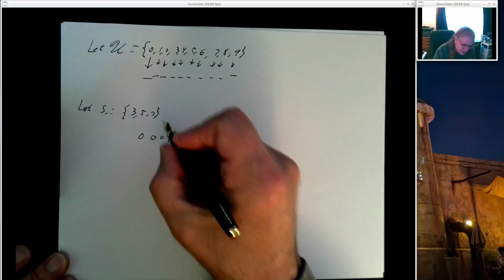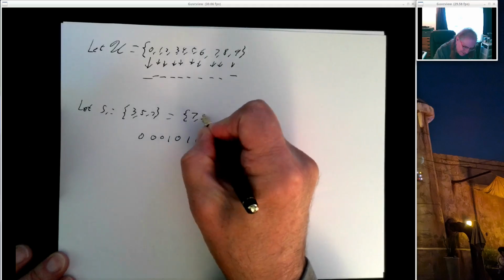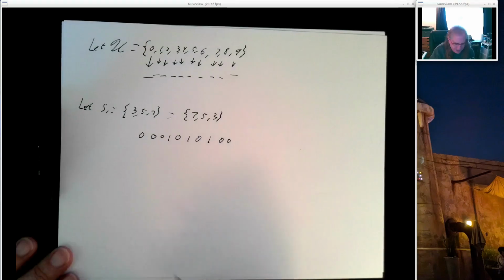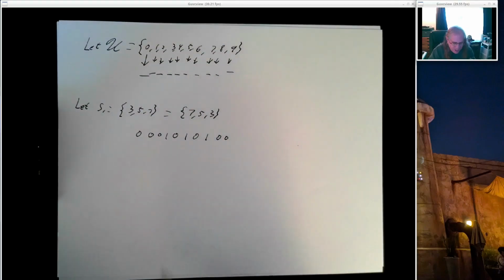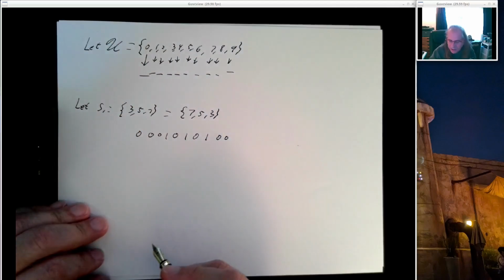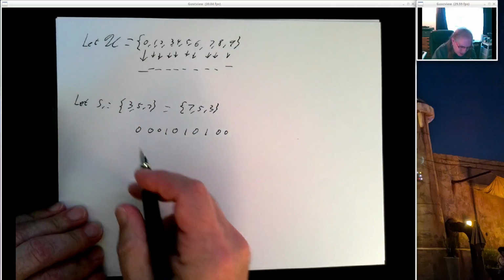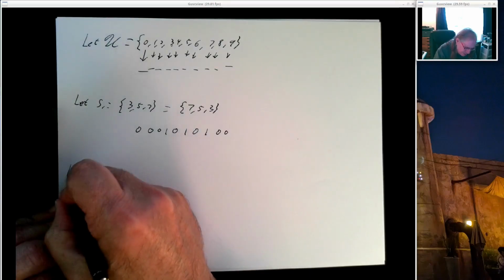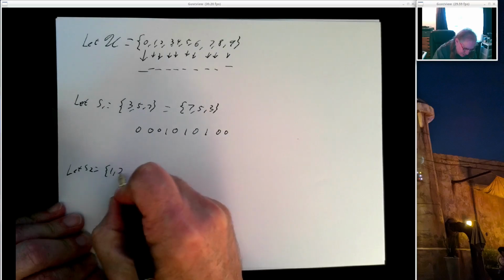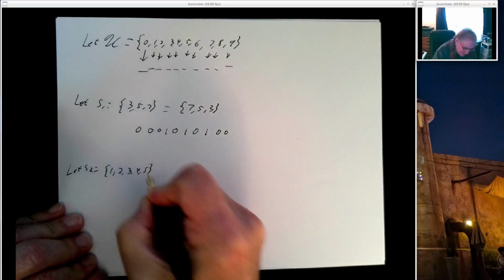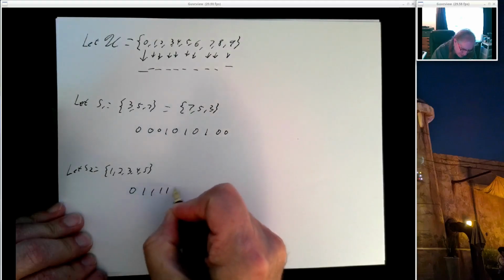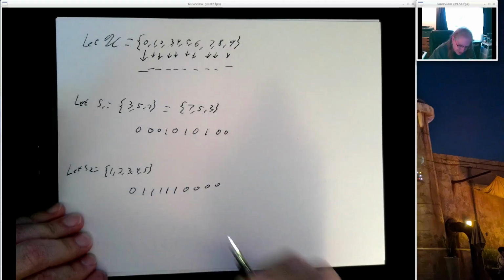And if I wrote S1 as 7, 5, 3, I get exactly the same string, right? I'm not saying that these sets are suddenly ordered. When I write down this string of 1s and 0s, I'm using a particular ordering of the elements. That's all. So S1 might be the set 3, 5, 7. There's the string. Let S2 be the set 1, 2, 3, 4, 5. So that would be no 0, 1, 2, 3, 4, 5, no 6, 7, 8, or 9.